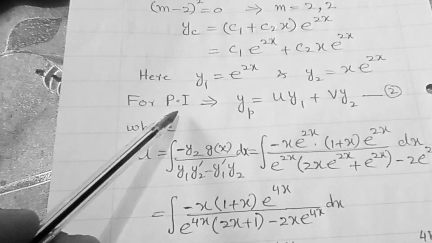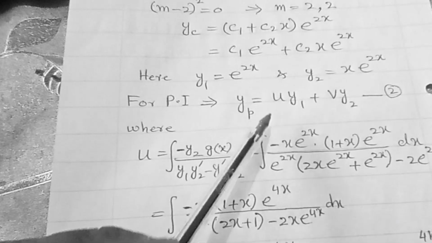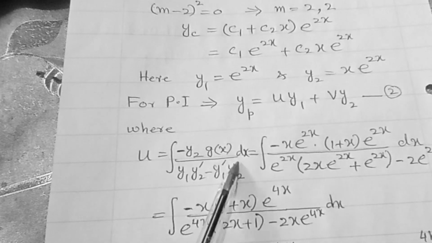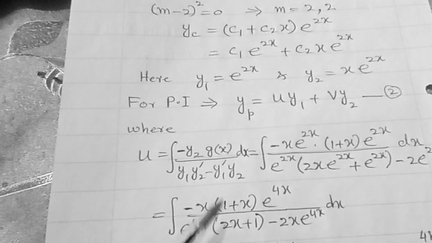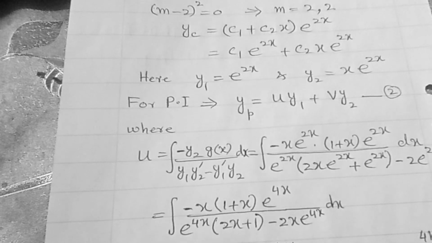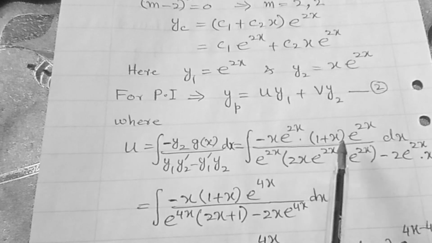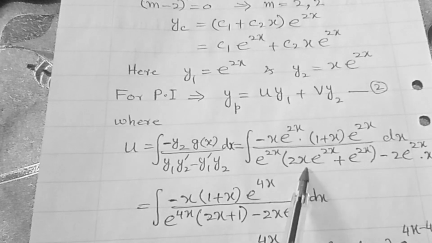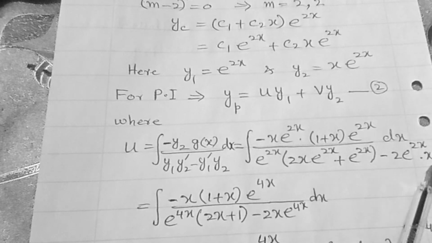Now, how do we pursue the particular integral? For the particular integral, we use the formula yp is equal to u y1 plus v y2, and the value of u would be the integral of minus y2 g of x dx divided by y1 y2 prime minus y1 prime y2. With y1 and y2, we also need their derivatives for the substitution. So first we find the value of u, that is minus the integral of y2 times g of x, that is (1 plus x) exponential 2x, dx, whole divided by y1 y2 prime minus y1 prime y2.